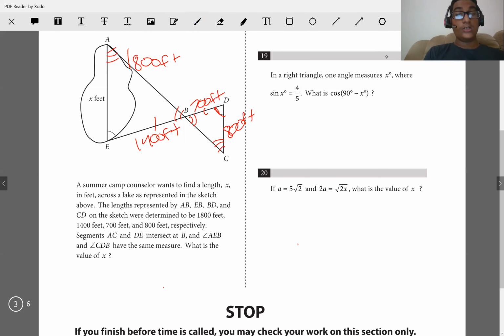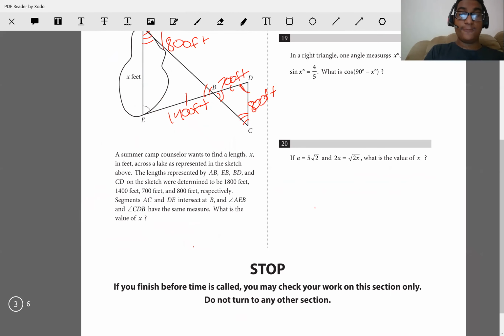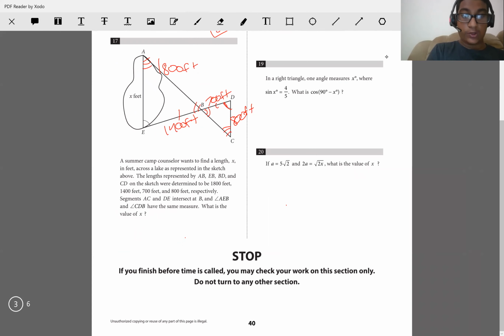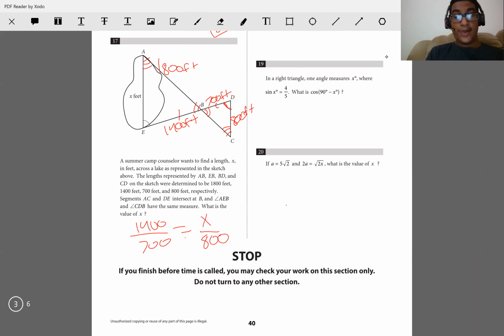Also, using the same trick, one angle marking to two angle markings, we know DC correlates with AE, which is what we're trying to find. So we can just do a simple proportion equation. 1,400 over 700 equals x, which is AE, over 800. And 1,400 over 700 is a 2-to-1 ratio, which means x has to be 2 times 800, which is 1,600. And that's kind of an inside joke, because I know all of you want to get a 1,600.